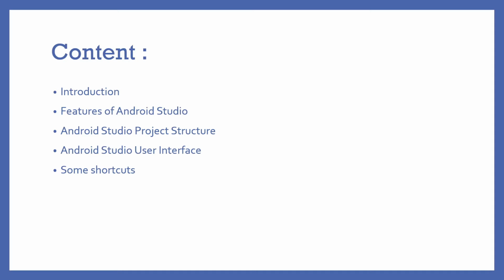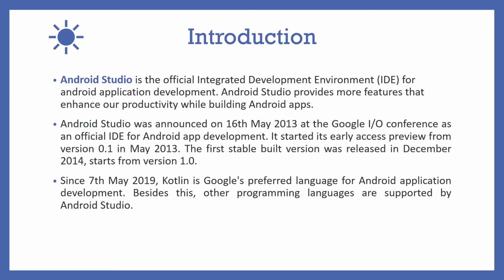In this video, we will see what is Android Studio, features, project structure, UI of Android Studio, and some shortcuts. So, Android Studio is the official integrated development environment for any Android application development. So, what is an IDE? IDE is an integrated development environment, which is a software application that helps programmers to develop software code efficiently.